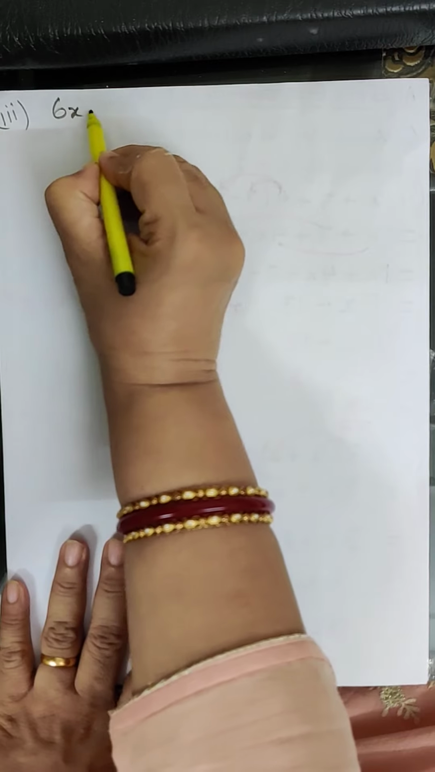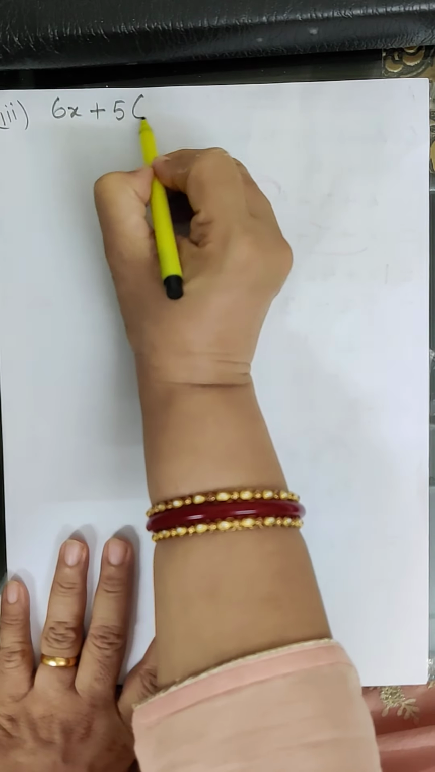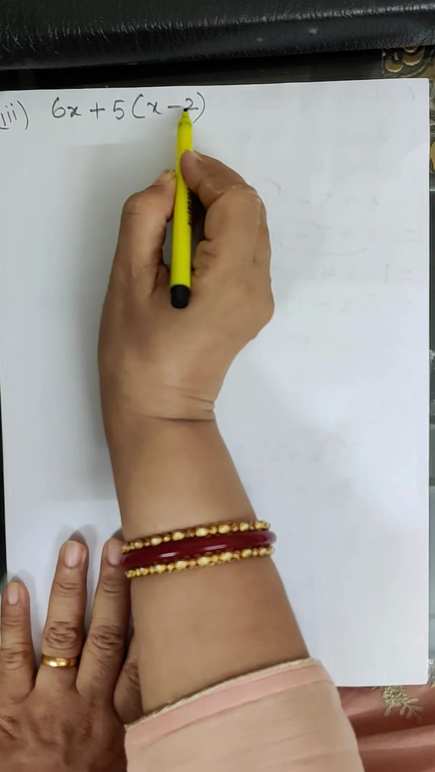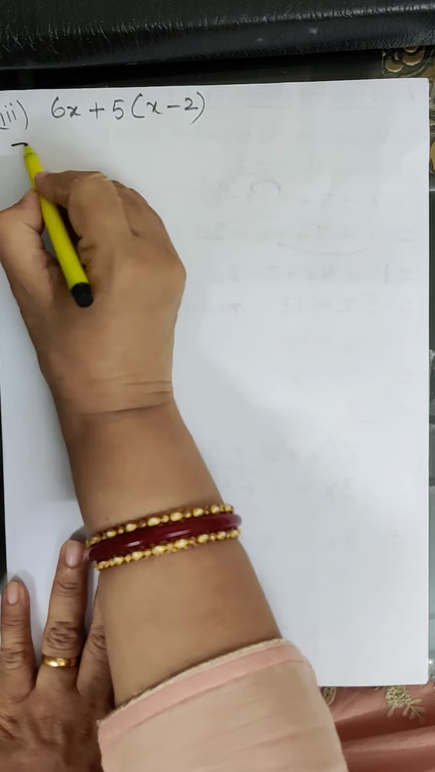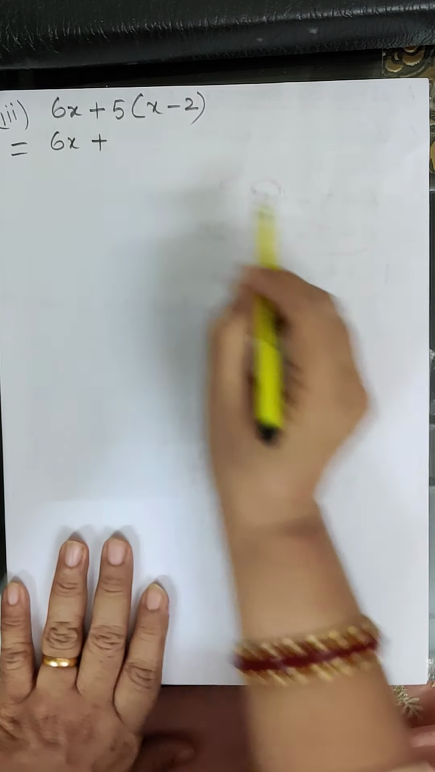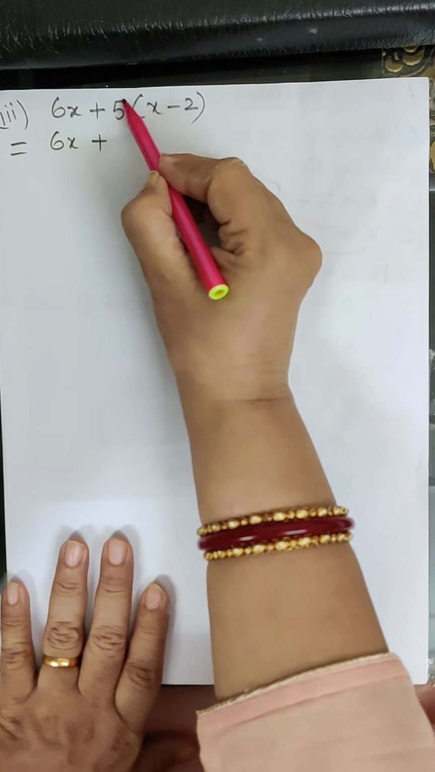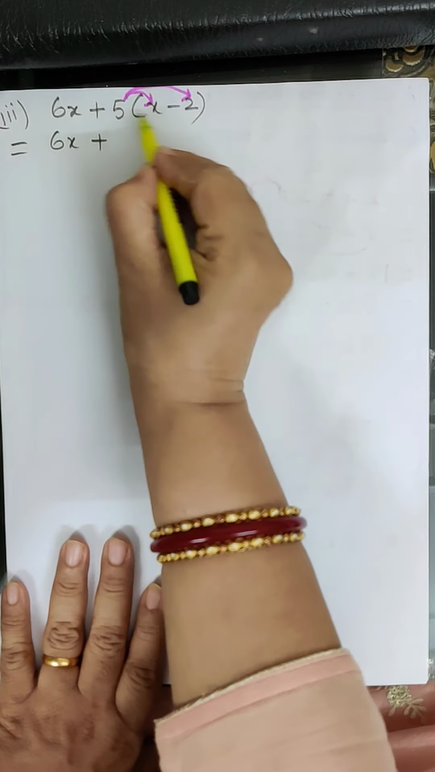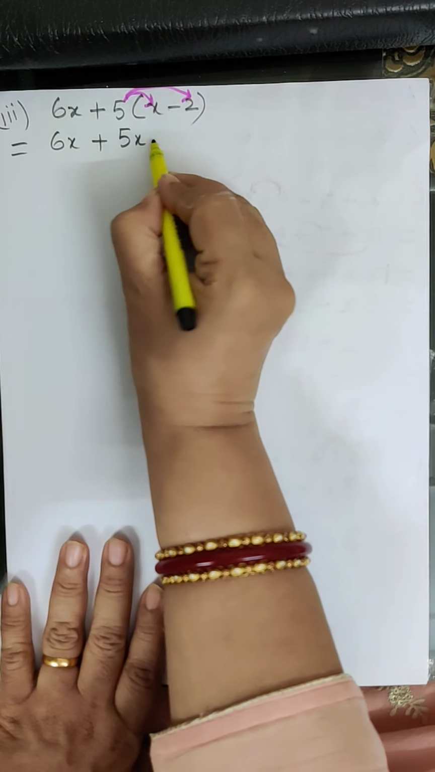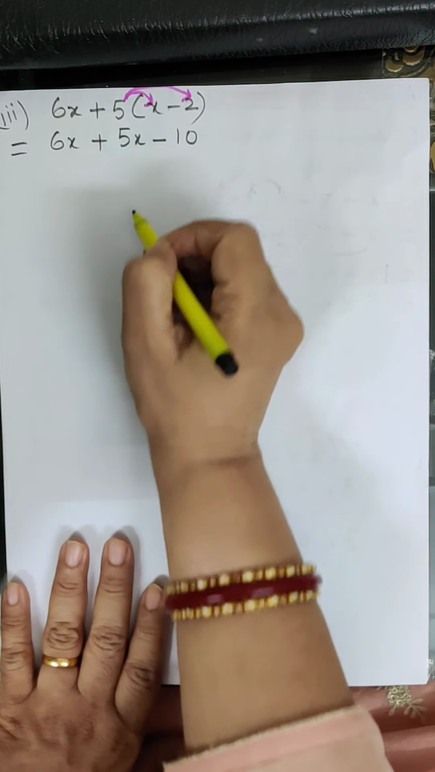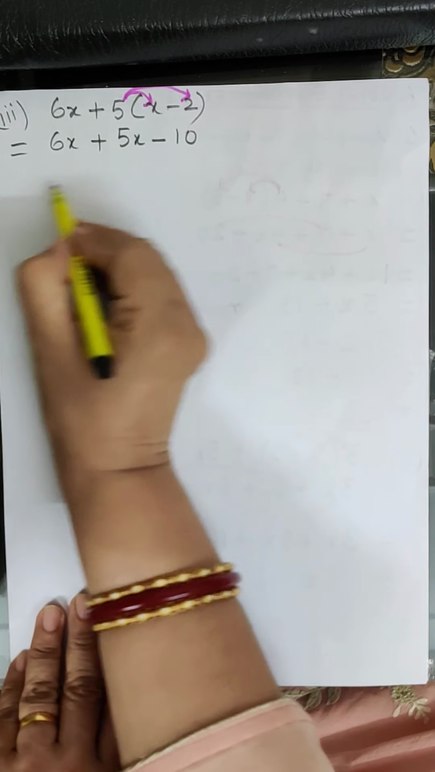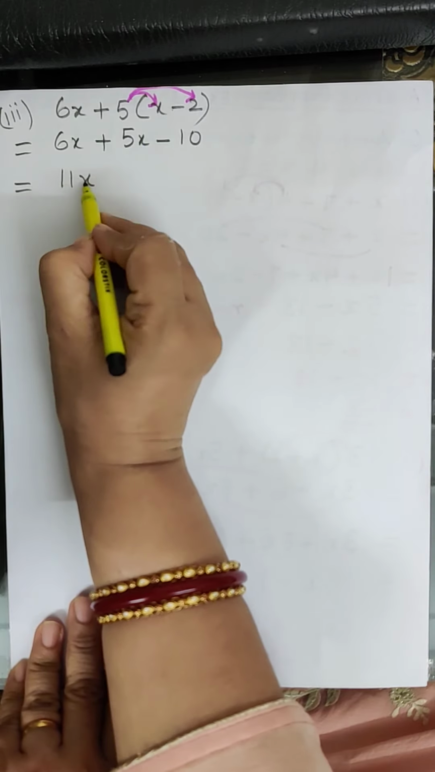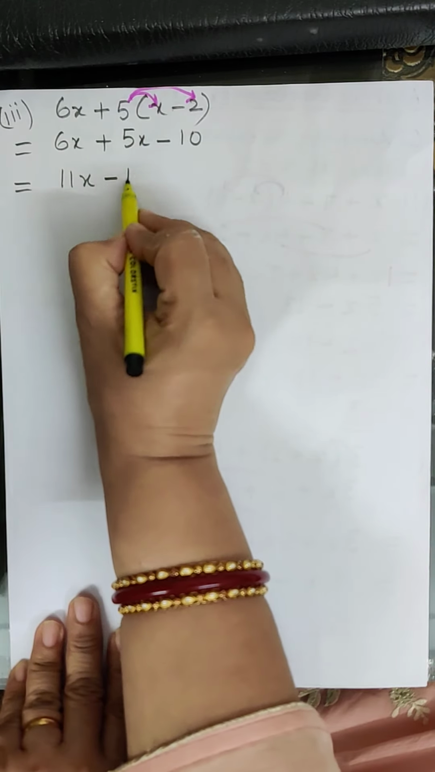This is 6x plus 5 within bracket x minus 2. Alright. So now we will open this bracket. So what do we get here? 6x plus, now see, this 5 is multiplied by x and this 5 is multiplied by 2. So what do we get here? 5 into x is 5x, this minus sign, and 5 into 2 is 10. Alright. Now 6x plus 5x is what? It is 11x. क्योंकि वेरिएबल सेम है तो ये आ गया, and 6 plus 5 is 11 minus 10.